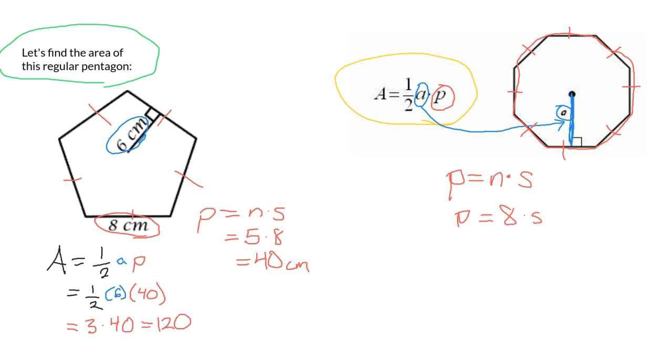Now let's pause and think about units. We multiplied centimeters by centimeters, so we should wind up with centimeters squared. So our answer here for this area of a regular pentagon is 120 centimeters squared.